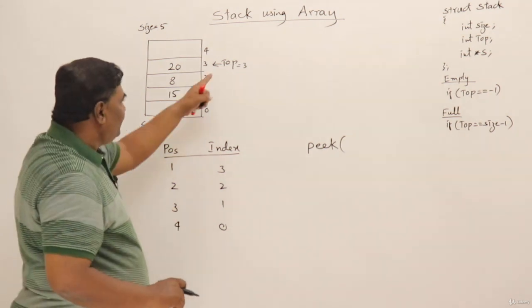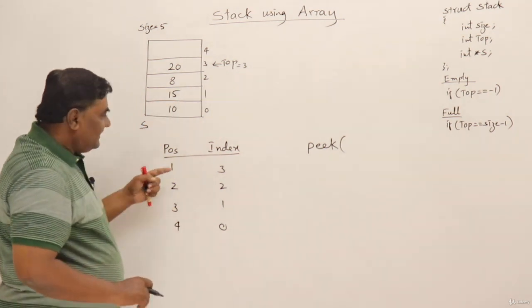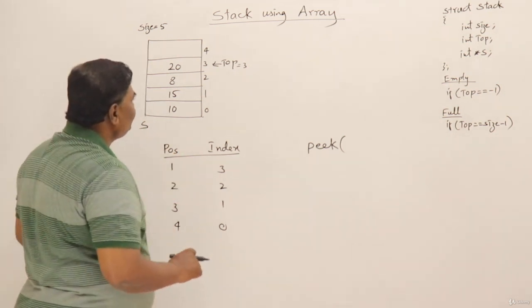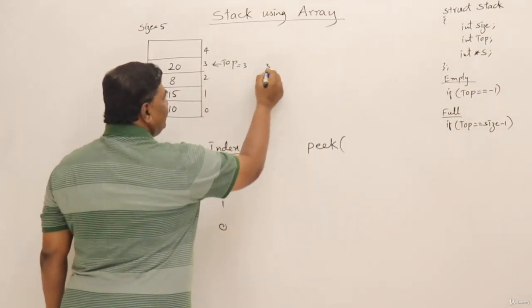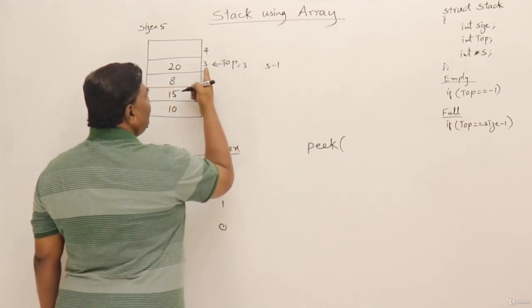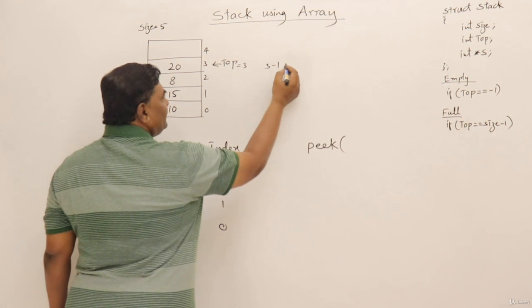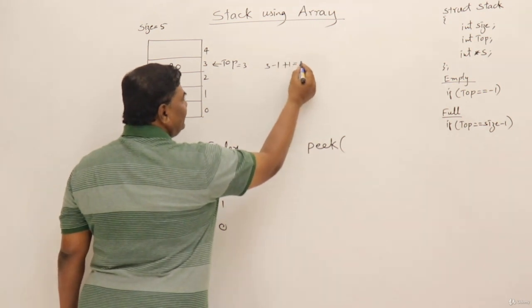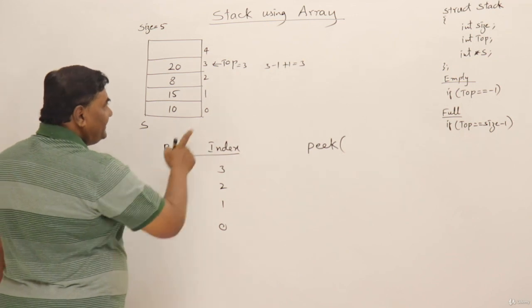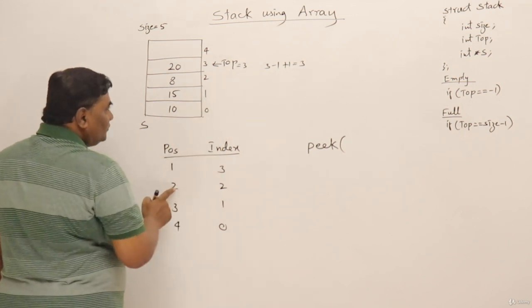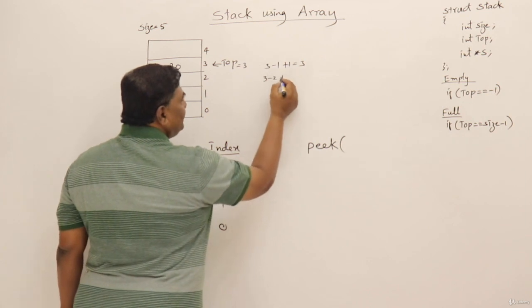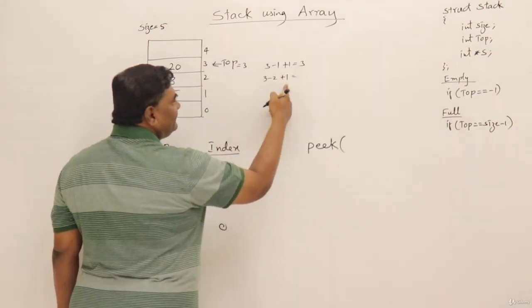I think this top pointer can help me find the indices. For position 1, I want index 3. How is it possible? See, top is 3. From that, if I subtract 1, actually I want the index 3 here, right? So okay, add 1 again. Let us try this. Will it work for others also or not? Top is 3, and I want position 2. So 3 minus 2 plus 1. How much is this? This is 2.